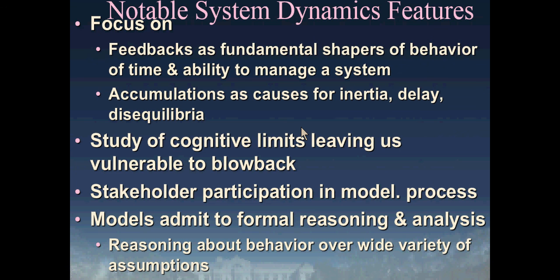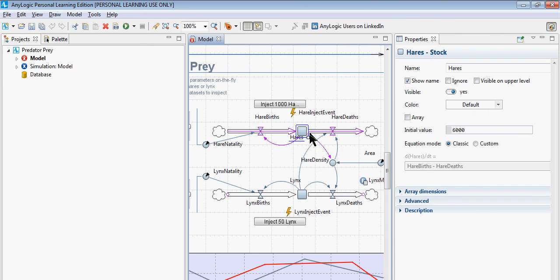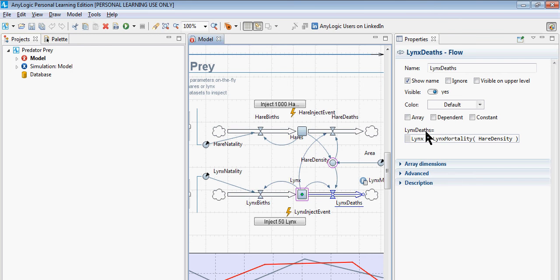Okay, a lot of the focus of system dynamics historically has been getting people to change how they think about the system, so there's a lot of focus on interaction with people, okay? A lot of focus on using the models and learning from them. So a couple features of system dynamics that are notable. It focuses on feedbacks as shapers of behavior. Where's the feedback here? Well, ladies and gentlemen, we will see ultimately more hare deaths occurring.